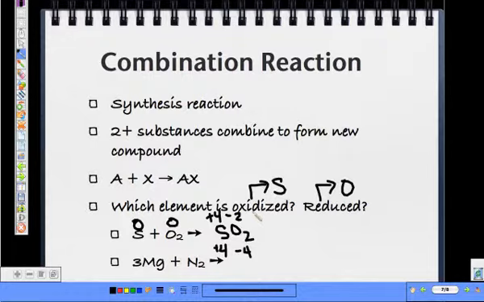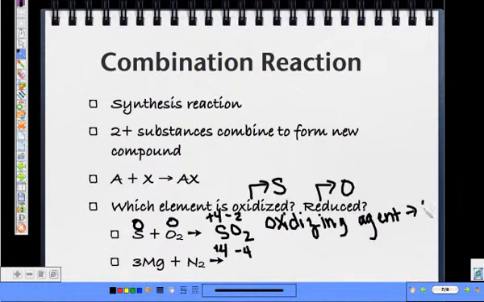Now, the other terminology that we went through is which one is the oxidizing agent? The oxidizing agent must cause the element to be oxidized. So in order for sulfur to be oxidized, it had to give its electrons to someone, to an element. So it gave its electrons to oxygen. So oxygen is the oxidizing agent.